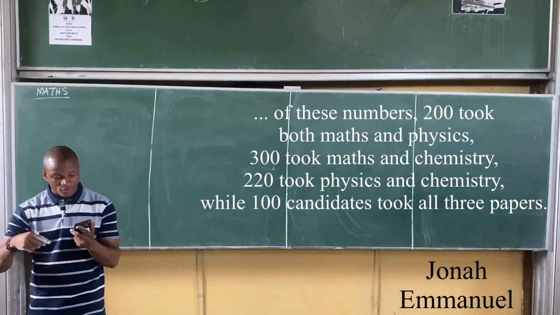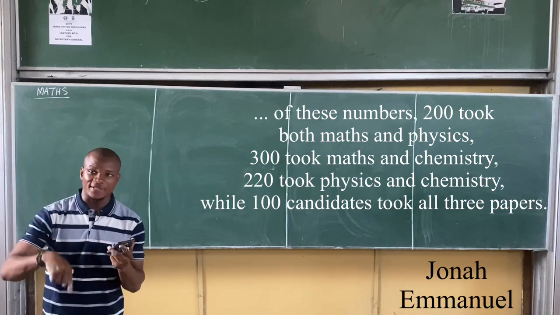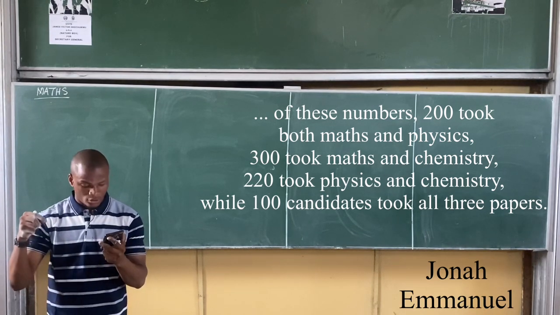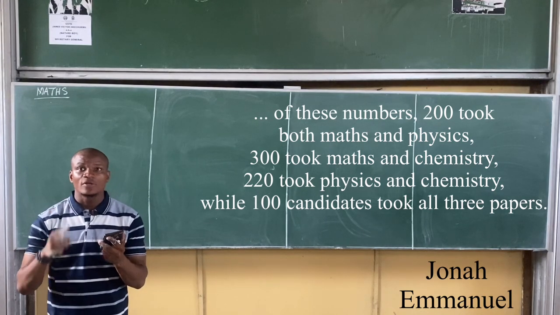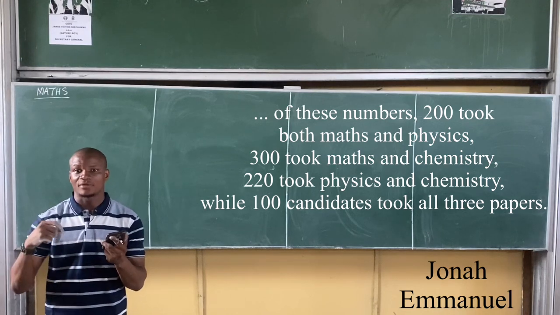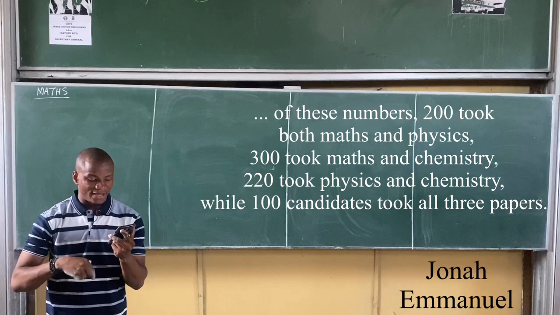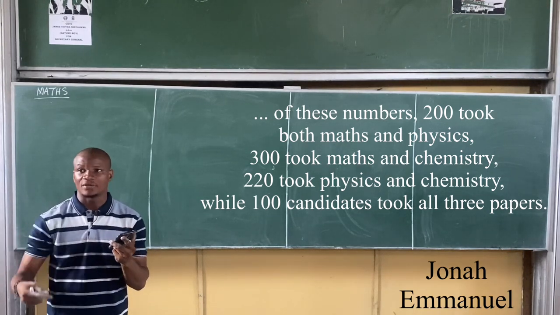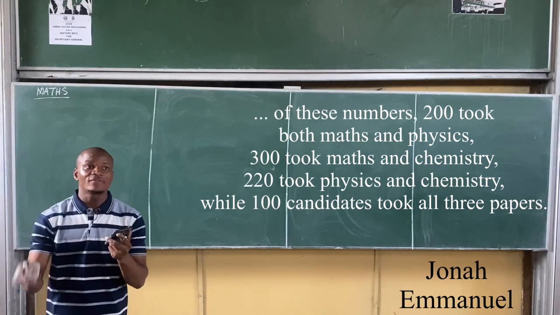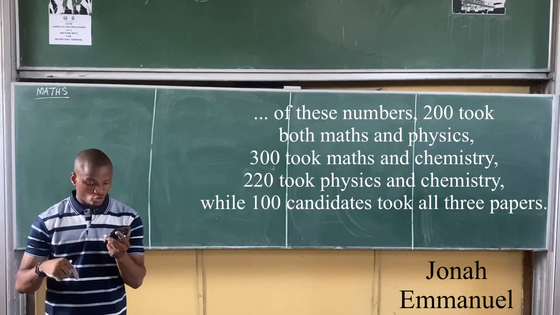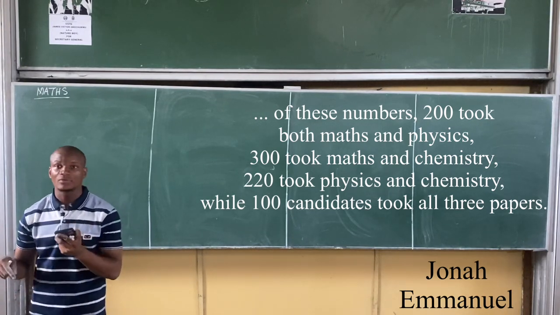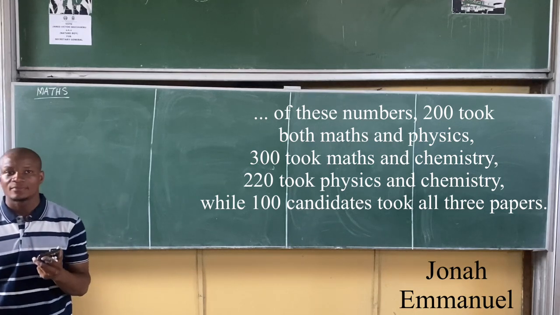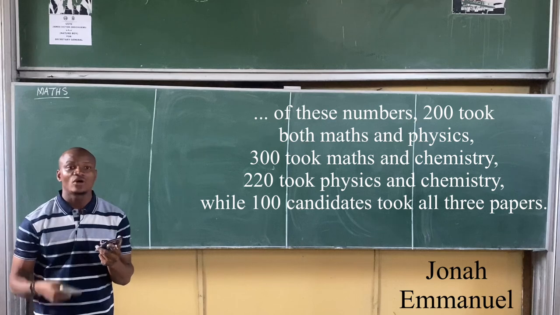Of these numbers, 200 took both maths and physics, 300 took mathematics and chemistry, 220 took physics and chemistry, and 100 candidates took all three papers.